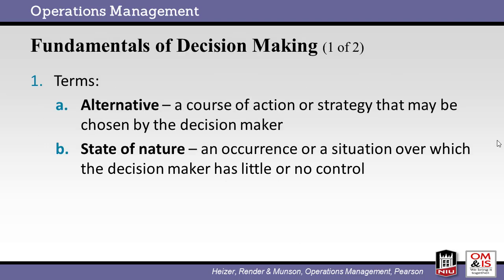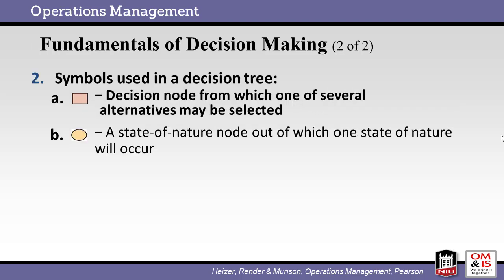In decision making, a discrete course of action that may be chosen is known as an alternative. The state of nature is the status of the situation at some point in the process. In this method of decision making, a decision tree is created and used for the analysis. The symbols used in the decision tree are shown here. The rectangles represent decision nodes from which alternatives branch out. The oval represents a particular state of nature.